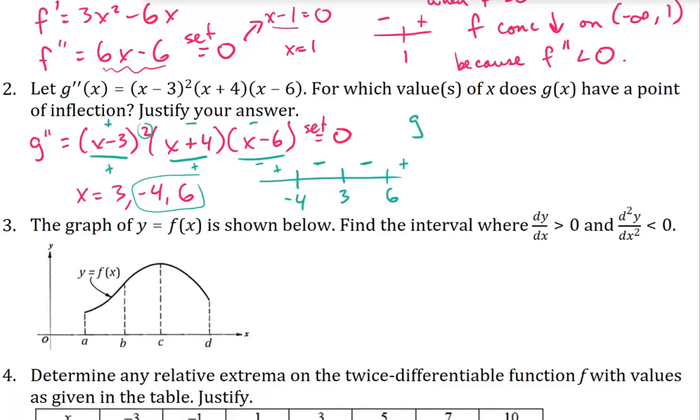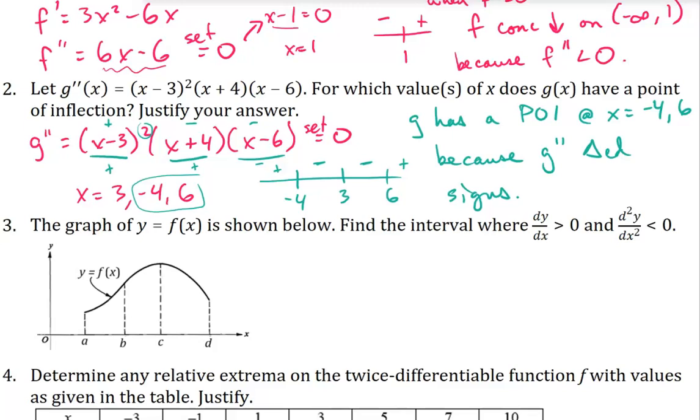Okay, so G has a point of inflection at x equals -4 and 6 because, and how do we know that? Because our second derivative changed signs, because G double prime changed signs.